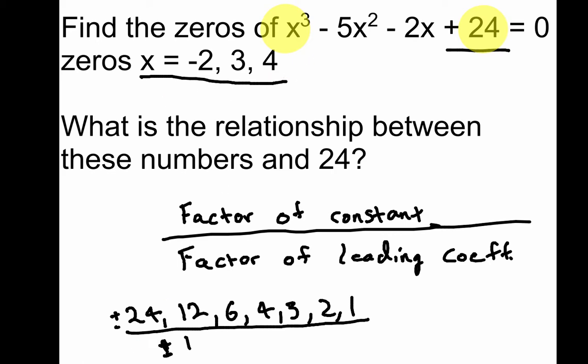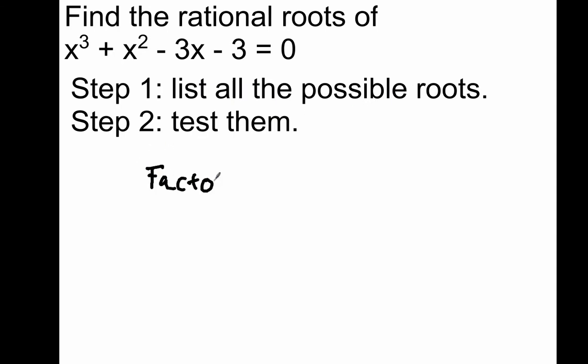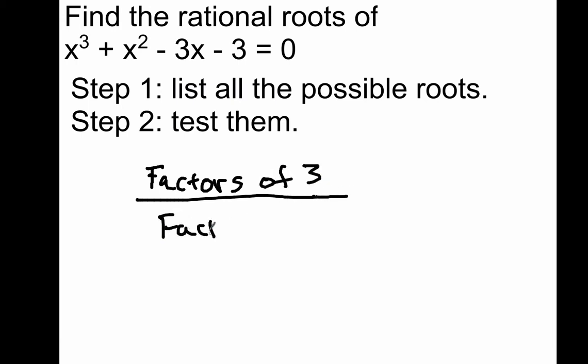So let's do an example of this. Okay, so we're going to find the rational roots of this equation. So the first step is to list all the possible roots, and then the second step is to test them. So all the possible roots have to be in this form. If it's going to be a root, it has to be a factor of 3 divided by a factor of the leading coefficient, which in this case is 1.